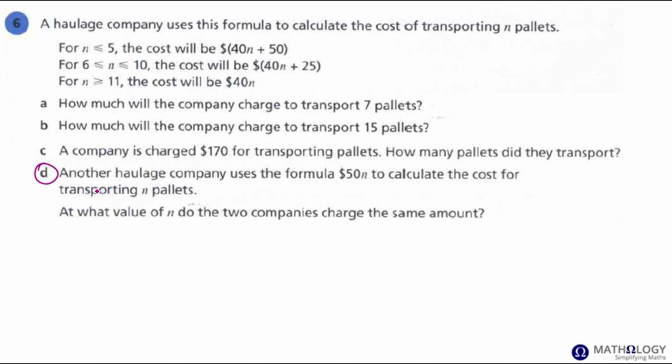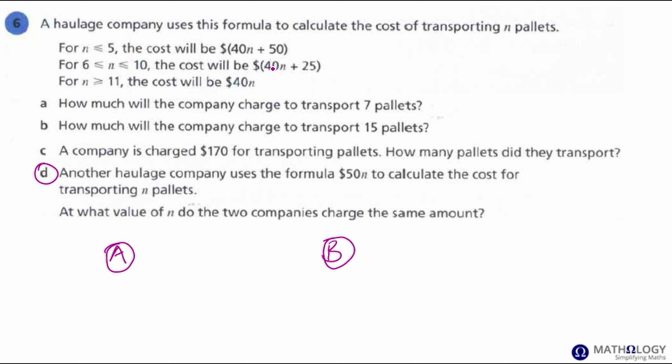Okay, D. Another haulage company uses the formula $50n to calculate the cost for transporting n pallets. At what value of n do the two companies charge the same amount? Okay, so we have company A, company B. Company A charges according to the number of pallets that they have, right? So if you have less than or equal to 5 pallets, company A charges 40n plus 50.